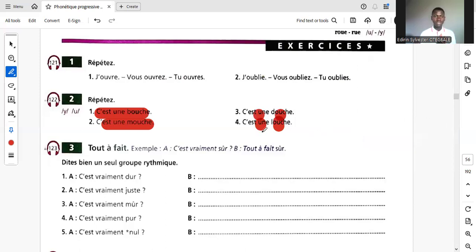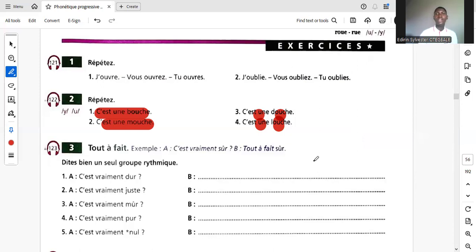The two phonemes exist here. For "yun", we have "u". For "bush", we have "u". For "mush", we have "u". For "douche", we have "u". For "louche", we have "u". So, "ou" gives us the "u", whereas just "u" independently gives us what we call the "u". So, it's important to note that.